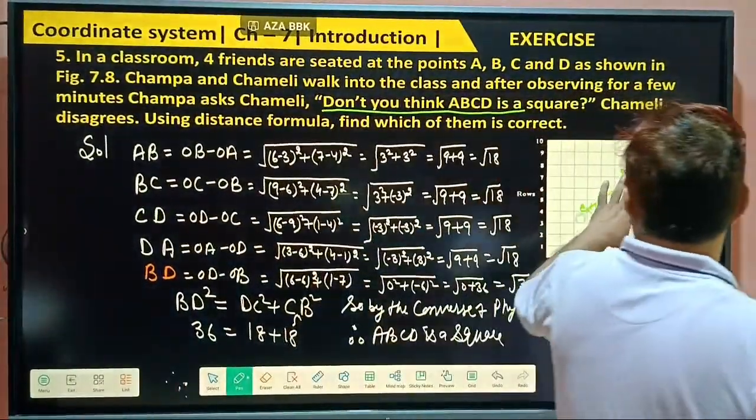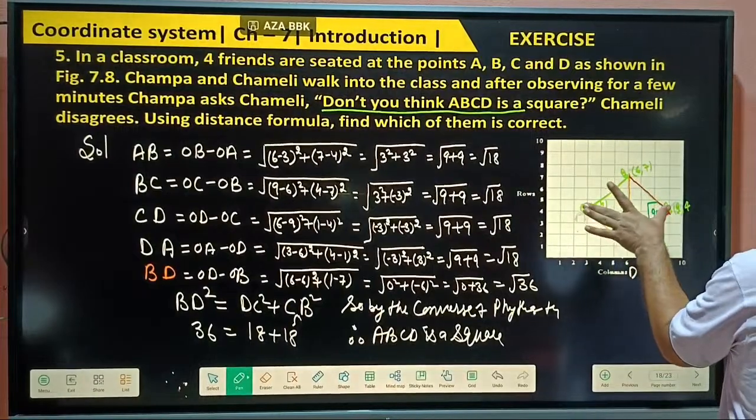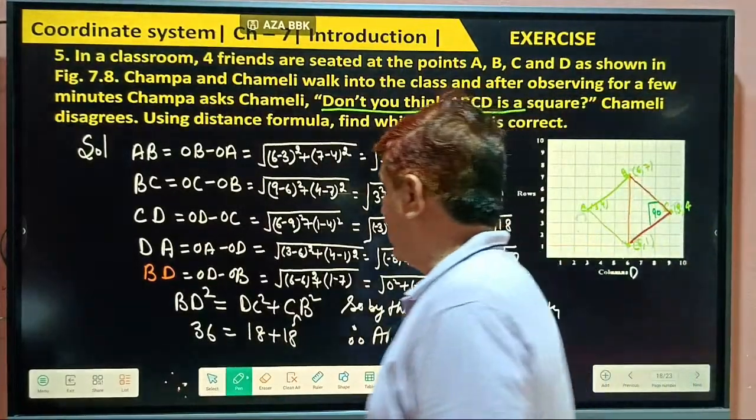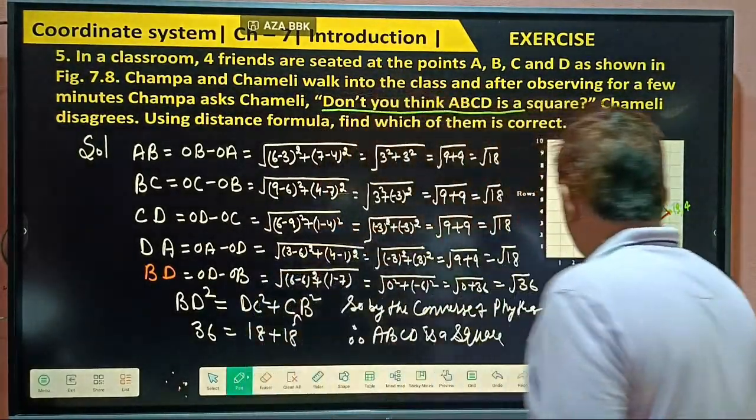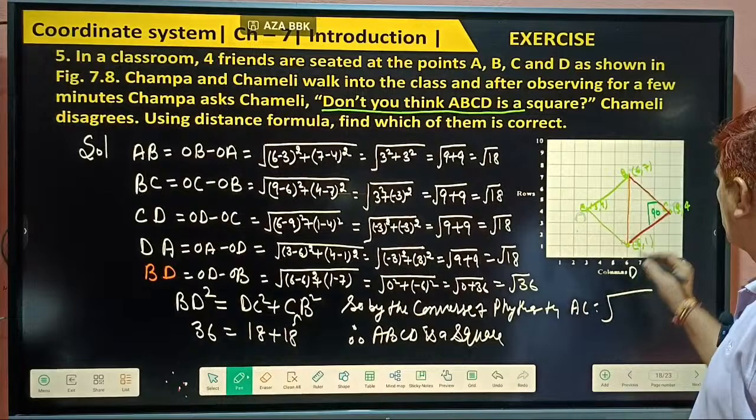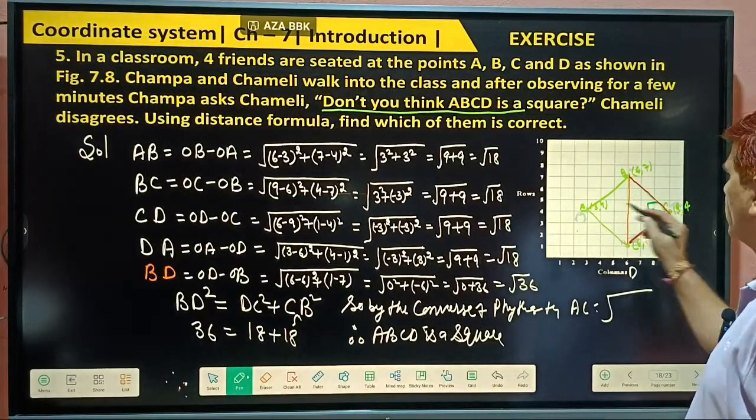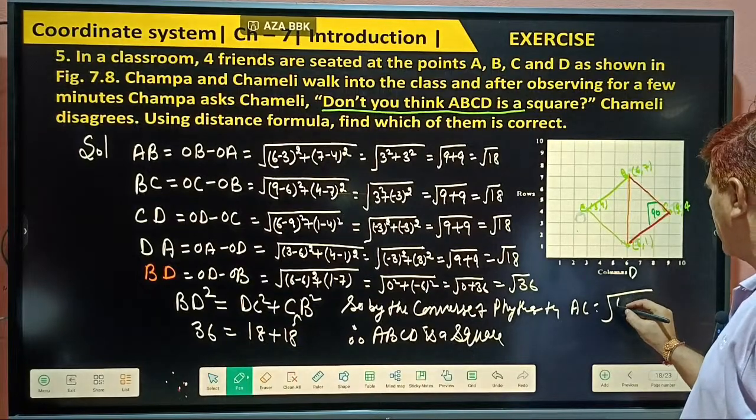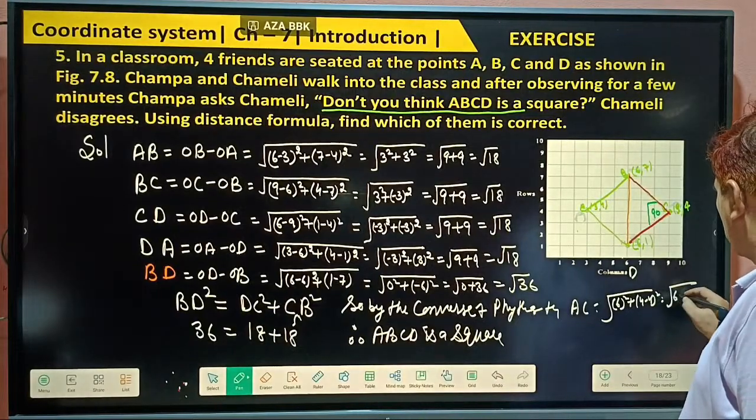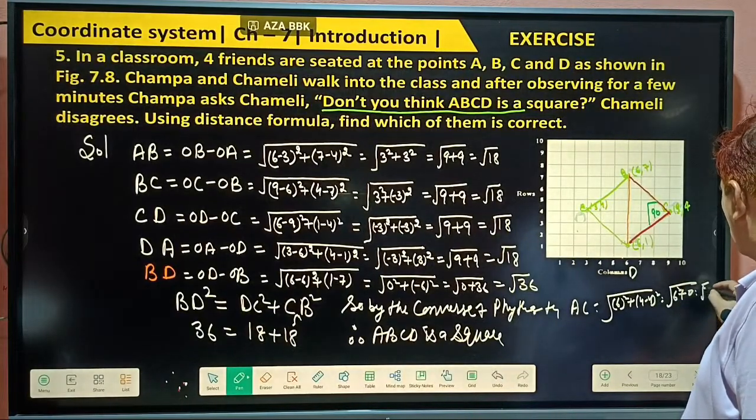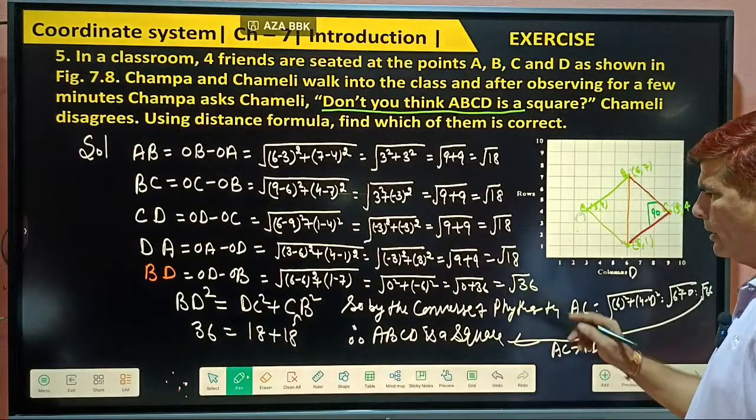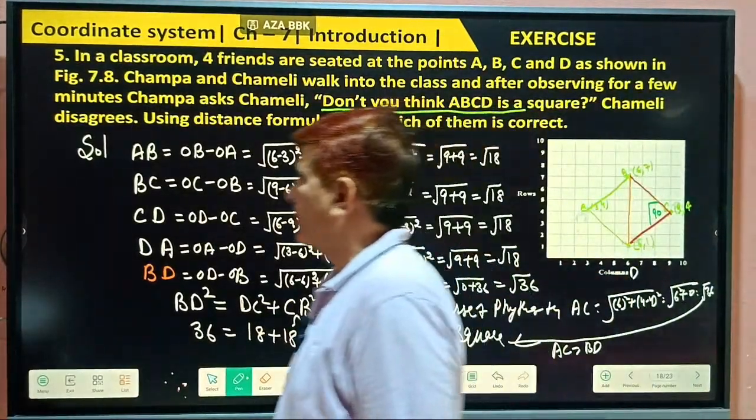Another method: find out this BD, then find out AC. If both are equal, then also it is a square. So if you find AC, equal to under the root, 9 minus 3, 6 square plus 4 minus 4 square, is equal to 6 square plus 0 square, is equal to root 36. Then also we can say AC equal to BD, hence ABCD is a square.